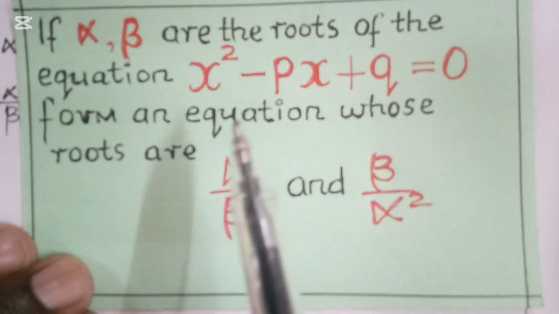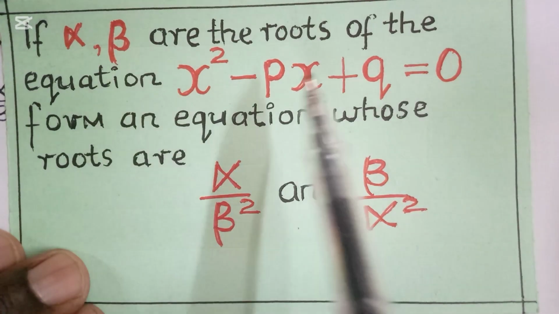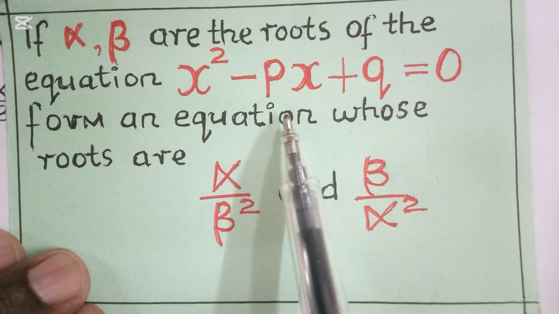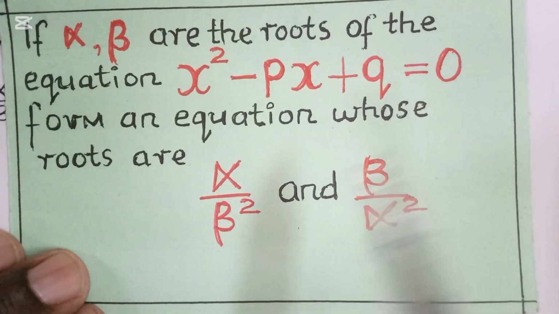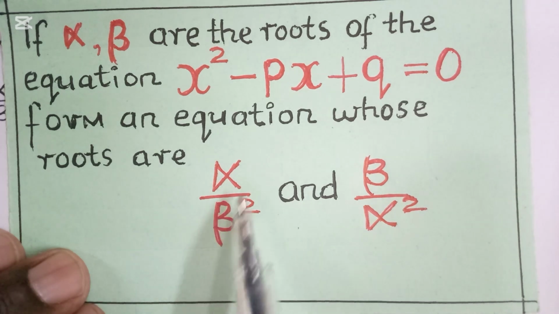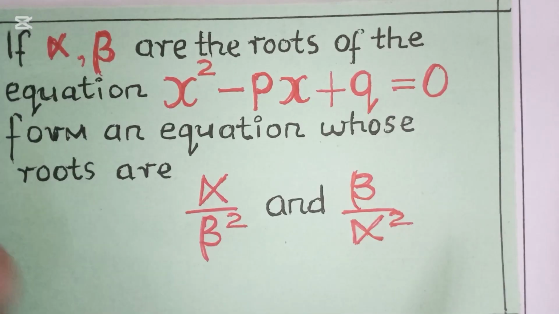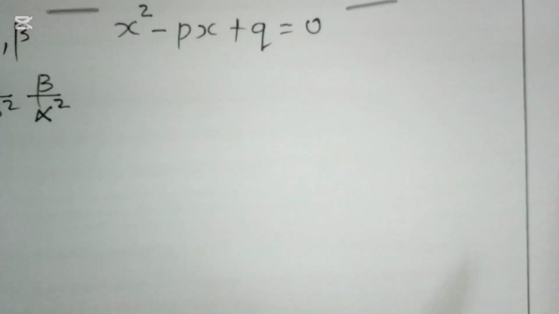Guys, I read the question first. If alpha and beta are the roots of the equation x squared minus px plus q equals 0, form an equation whose roots are alpha over beta squared and beta over alpha squared. And so guys, we do this question. I've already written the details down here.